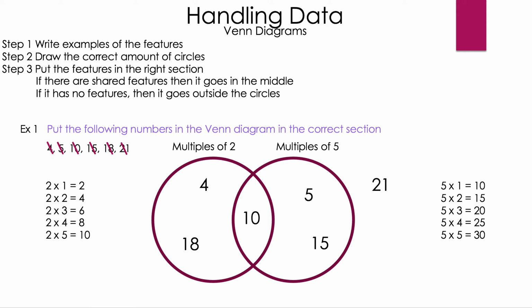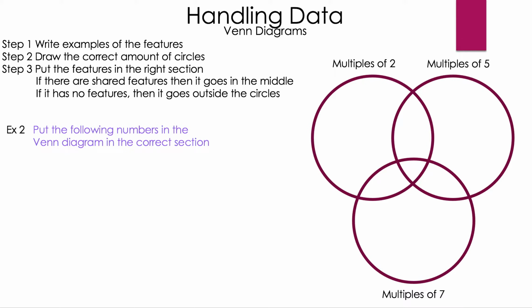And as you can see, it is not in either circle because it is not a multiple of 2 and not a multiple of 5. So now those are your answers. And let's go on with example number 2.